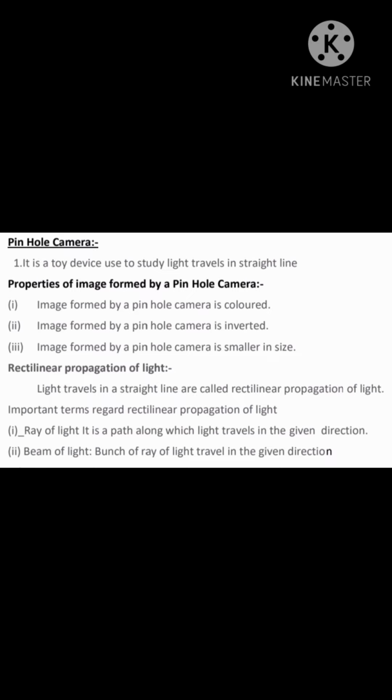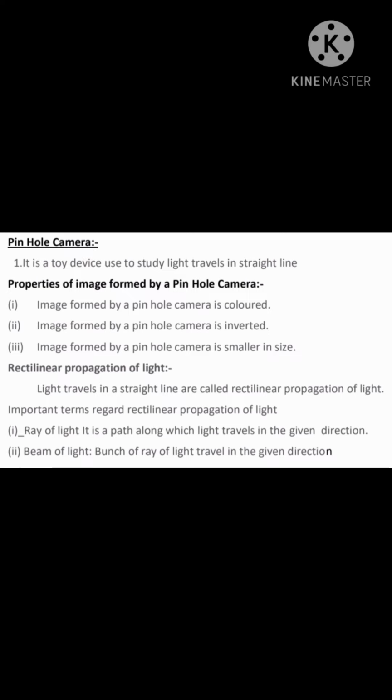Coming to the rectilinear propagation of light. What is rectilinear propagation of light? Light travels in a straight line, and this is called rectilinear propagation of light. Now I will tell you some terminologies related to it. Number 1 is the ray of light. What does ray of light mean? A ray of light is the path along which light travels in the given direction.